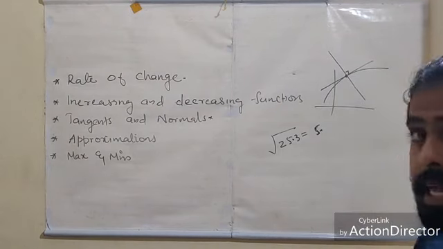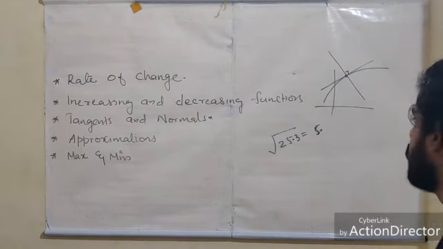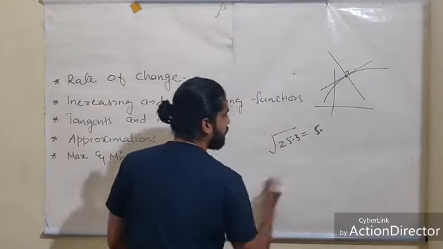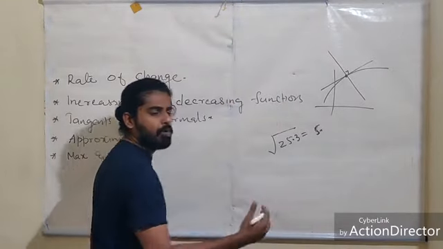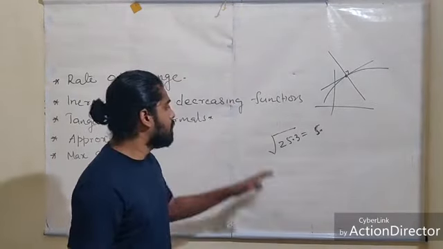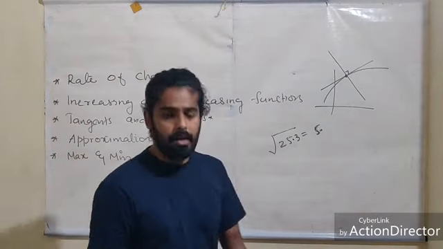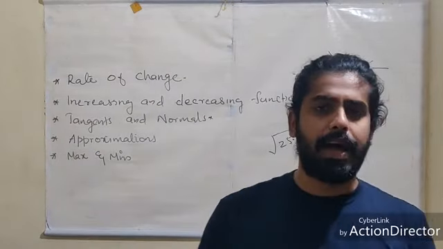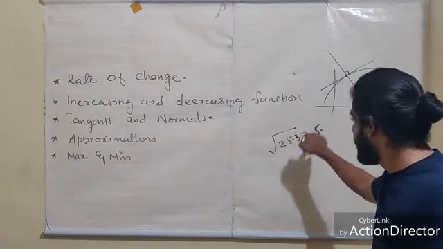So, how will you find that something, that little value, which will be the difference here? Maybe 5.1 or 5.2, or there will be a little value, right? So, how to find that? How to find the approximate value of the square root of 25.3 like this?